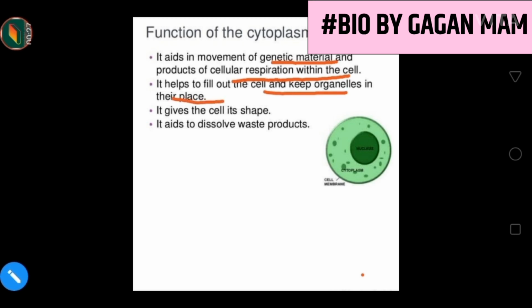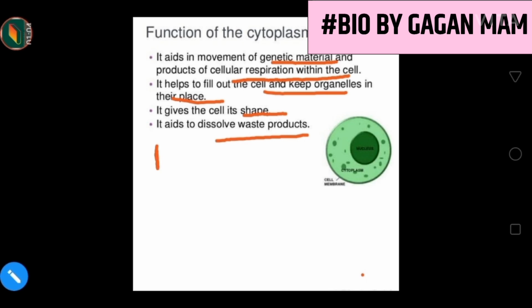As you know, cell organelles are embedded or scattered in the cytoplasm. It gives the cell its shape. It also helps dissolve waste products. Waste materials are formed during metabolism. They are temporarily stored in the cytosol before being eliminated, as we have discussed in the process of exocytosis. Through exocytosis, this waste product will be eliminated from the cell.